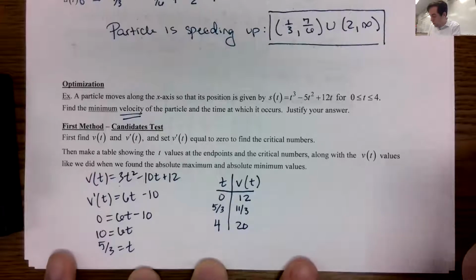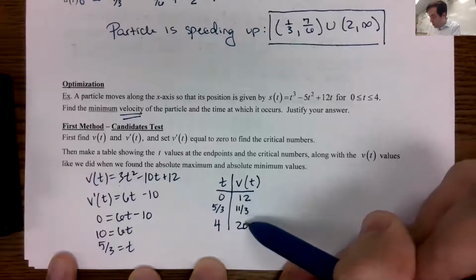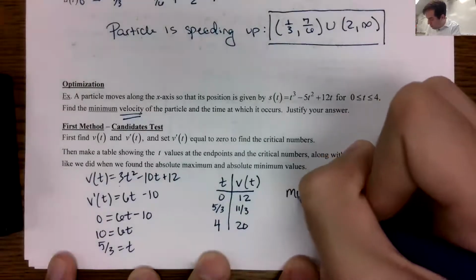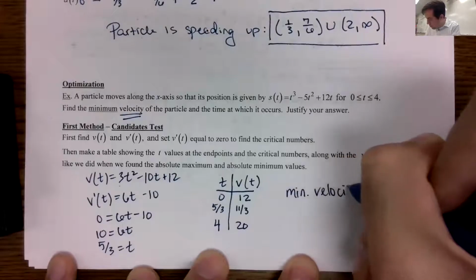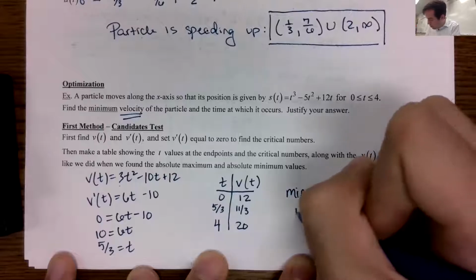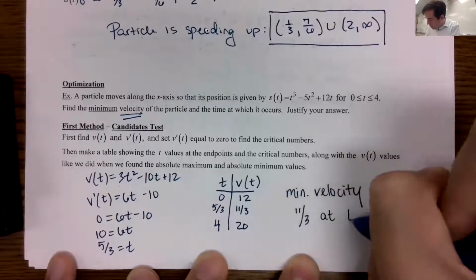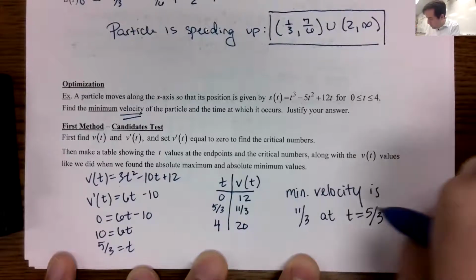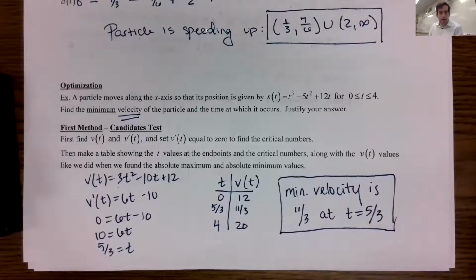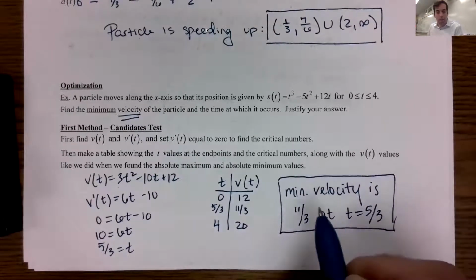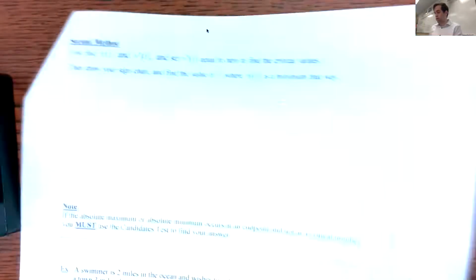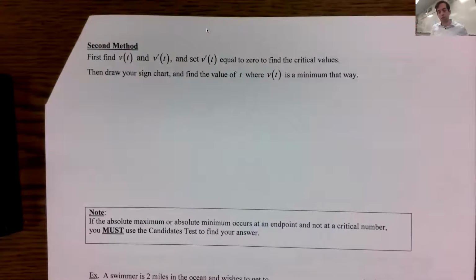So if we want to know the minimum velocity, we look at which of these values is the smallest, and it's going to be 11/3. So we have a minimum velocity of 11/3 at t equals 5/3. All right, so that's our first look at optimization. We minimized the velocity, right? Let's keep going. We're going to do a second method of the same question.